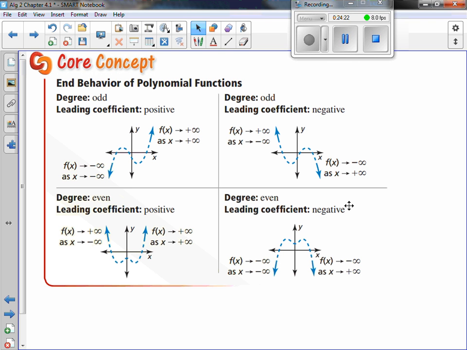End behavior of polynomial functions. When we look at the graph of every single polynomial function, there's only one of 4 things it's going to do as we increase x to positive infinity and negative infinity. So a really big positive number and a really big negative number. Either the y values are going to go up both ways, they're both going to go to positive infinity, they're both going to go to negative infinity, or one's going to go to positive infinity and the other is going to go to negative infinity, or vice versa. It's going to do one of these four eventually.